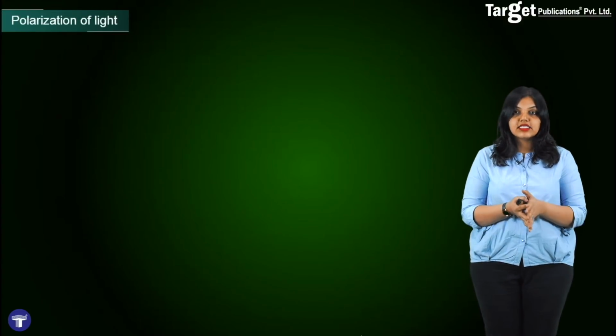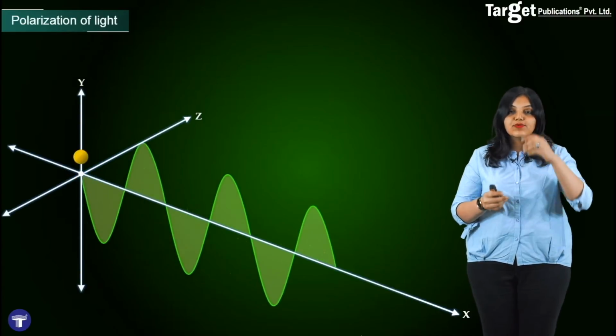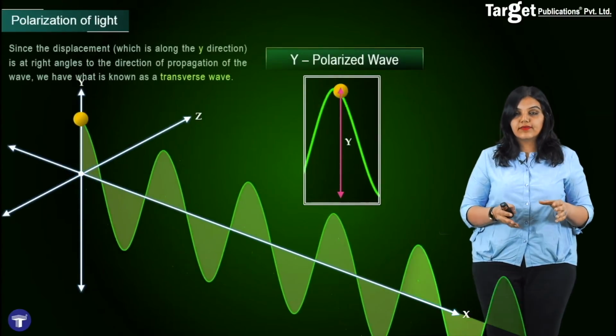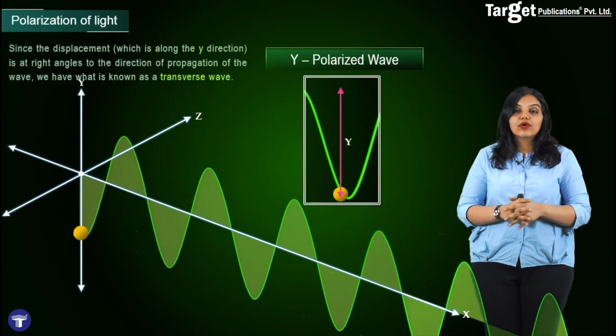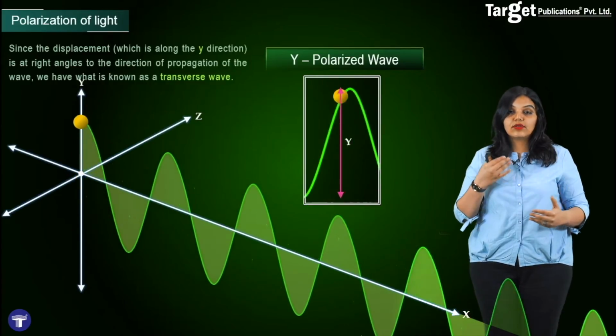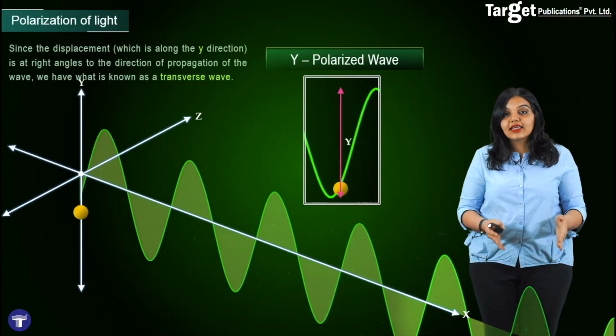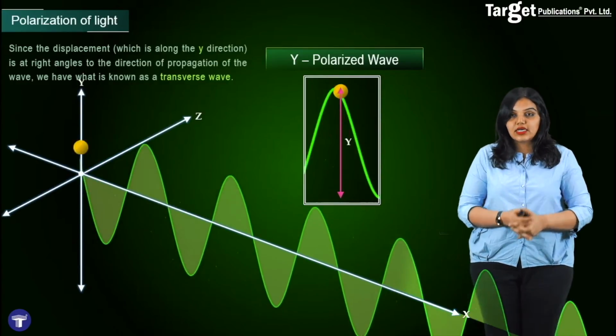The second phenomenon which led to the success of the wave theory of light was its effective explanation of the polarization of light. To understand polarization of light, let us consider a wave which is propagating along the x direction. In this case, each particle in the wave is vibrating along the y direction only. And because the displacement which is along the y direction is at right angles to the direction of propagation of the wave, we have what is known as a transverse wave.